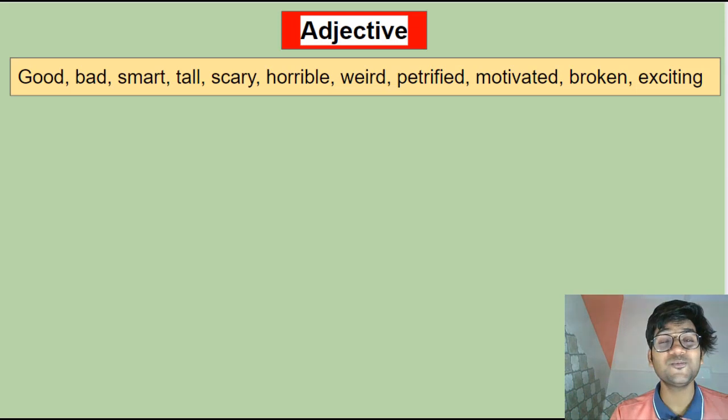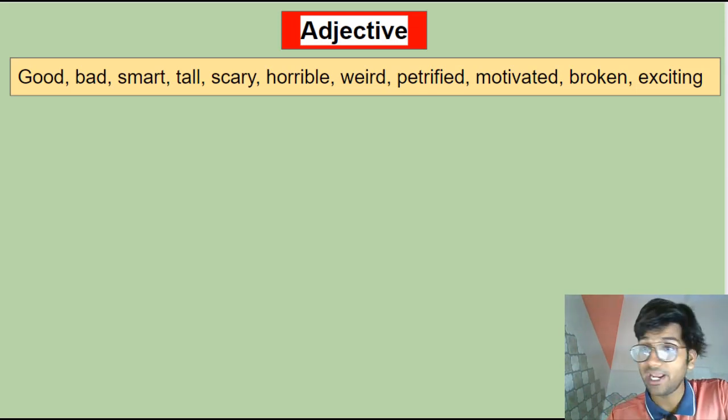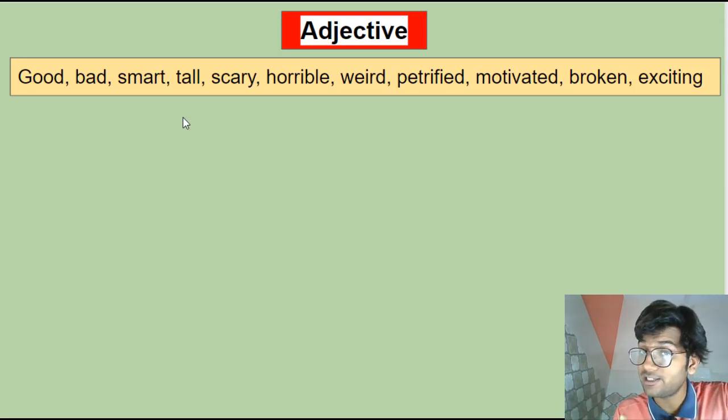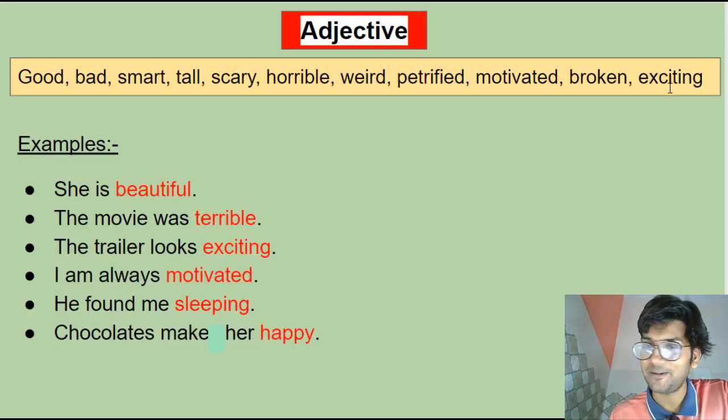So there are so many adjectives in the world, right? Millions and billions of adjectives in the world. You can't remember all of them, but you can remember a couple of them. Some of them are good, bad, small, tall, short, scary, horrible, weird, petrified, motivated. It's a past participle that works as an adjective. Broken, again, a past participle that works as an adjective. Exciting, a present participle that can work as an adjective, right? So now I'm going to show you some examples and make you understand.